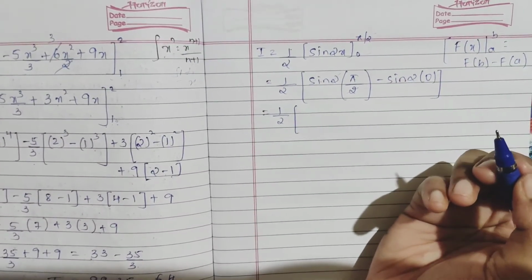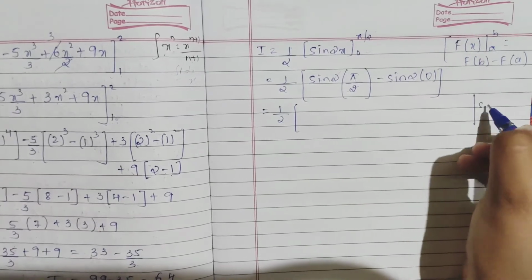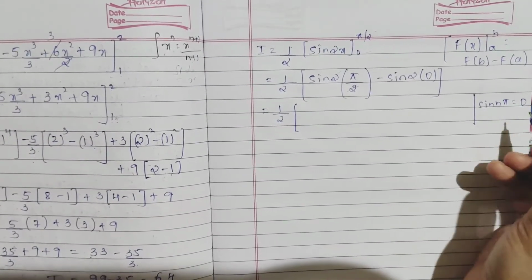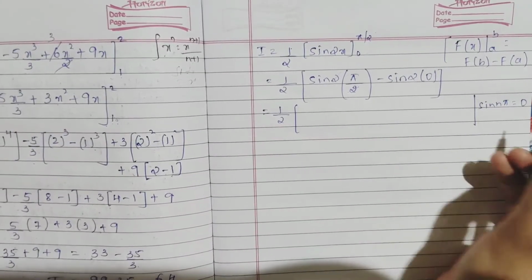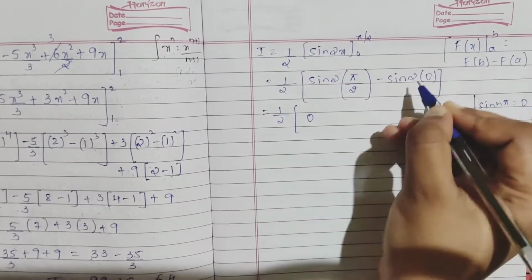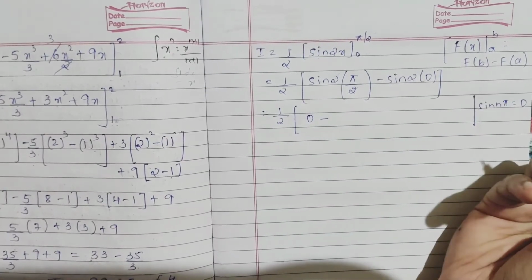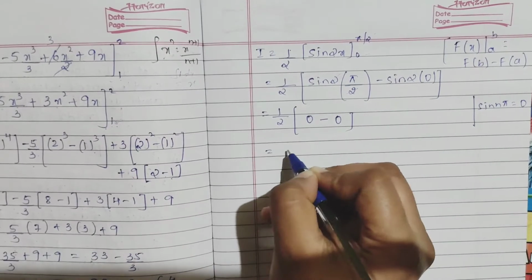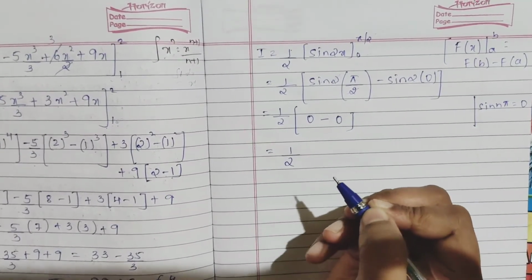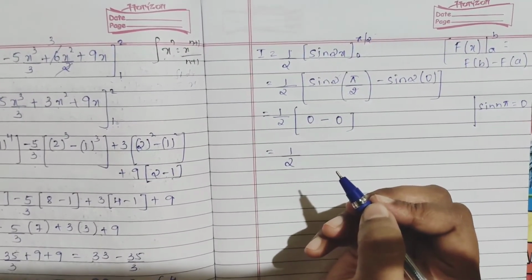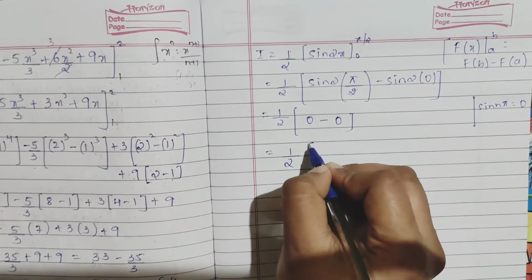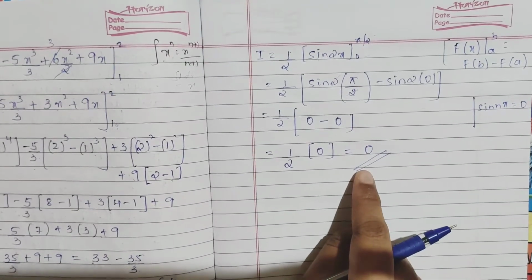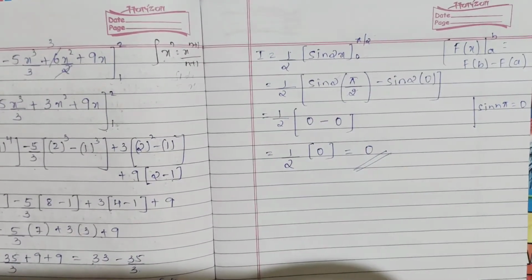Sin pi means your sin n pi is usually what? Sin n pi is equal to 0. Okay, so your sin pi, sin 2 pi, sin 4 pi, sin 3 pi, everything will be 0 minus sin 0, 2 into 0 will be 0 only. Sin 0 is also 0. So you will get 1 by 2 into 0 minus 0 is 0. So 1 by 2 into 0 will be 0, right? So your answer will be 0. Be careful in this, okay?